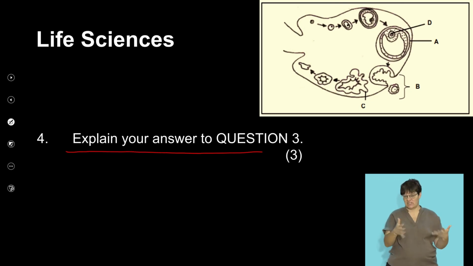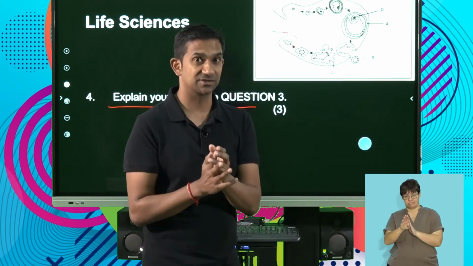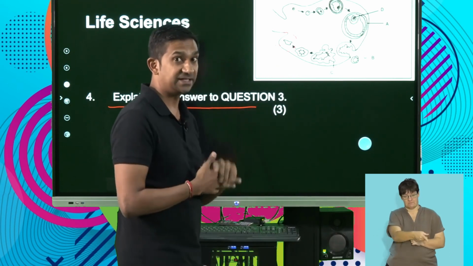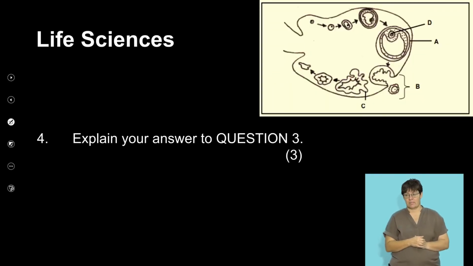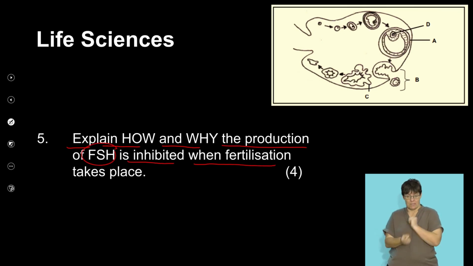That's essentially, as I mentioned, because there is a degeneration in the size of the corpus luteum, one could infer that no fertilization has taken place. Because we know that when fertilization does take place, the corpus luteum needs to be maintained, and that continues to produce progesterone, which clearly is not indicated in this image. Right, so let's move on to the next part of this question. Explain how and why the production of FSH is inhibited when fertilization takes place.